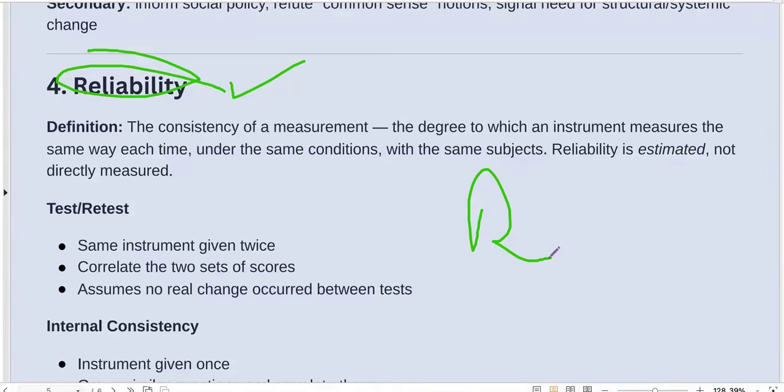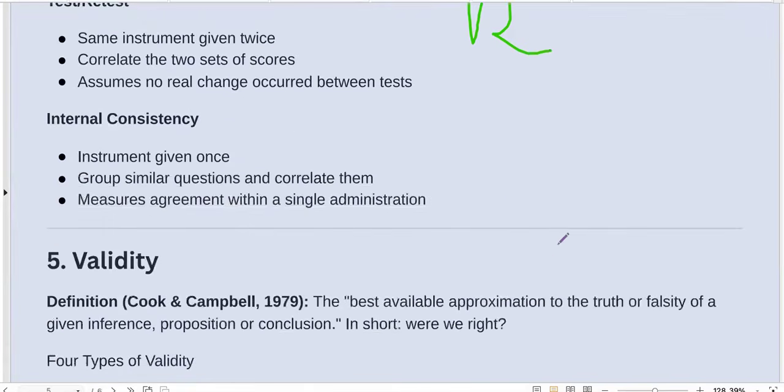What does it mean? If I'm conducting research on a population in 2015, and in 2016 I conduct the same research on the same population, can the result be replicated in the same manner, in the same condition, on the same subjects? How can you measure it? This is called reliability. Reliability is estimated, not directly measured.